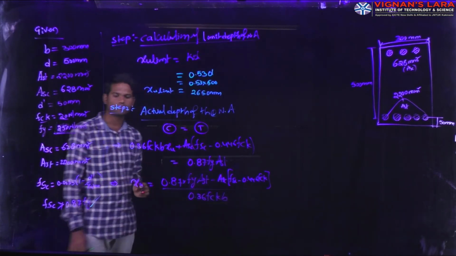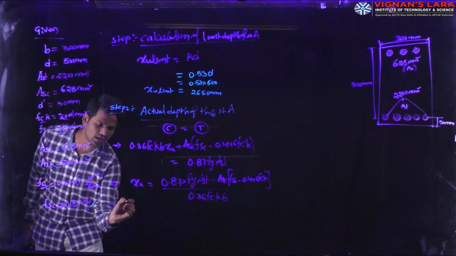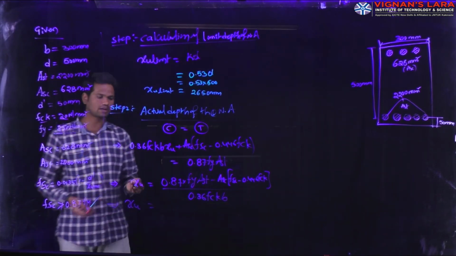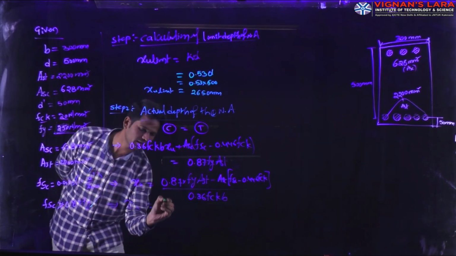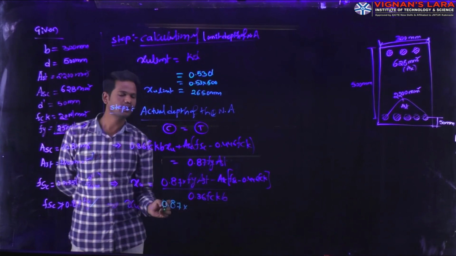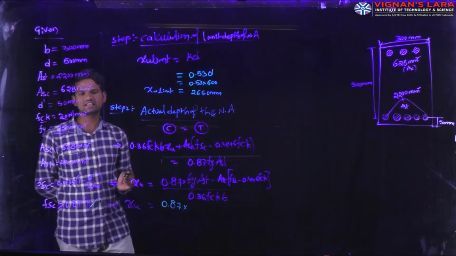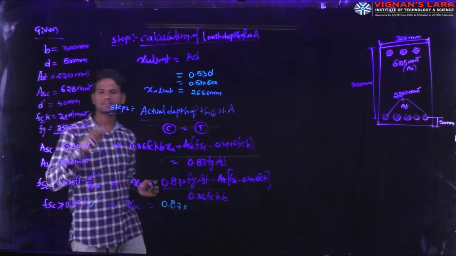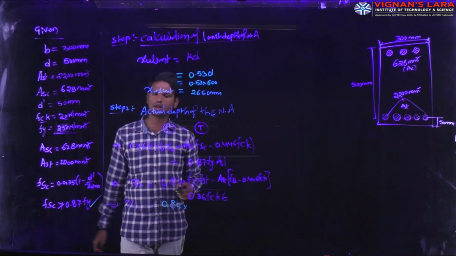This is the value. Now we will substitute all the given values and calculate the actual depth of the neutral axis. I am writing all the given parameters: 0.87 into Fy, where Fy is the yield strength of the steel given in the problem as 250 Newton per mm square.